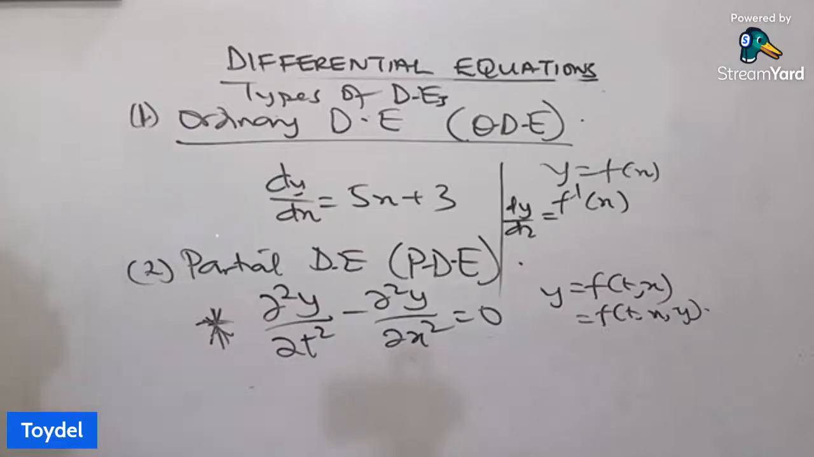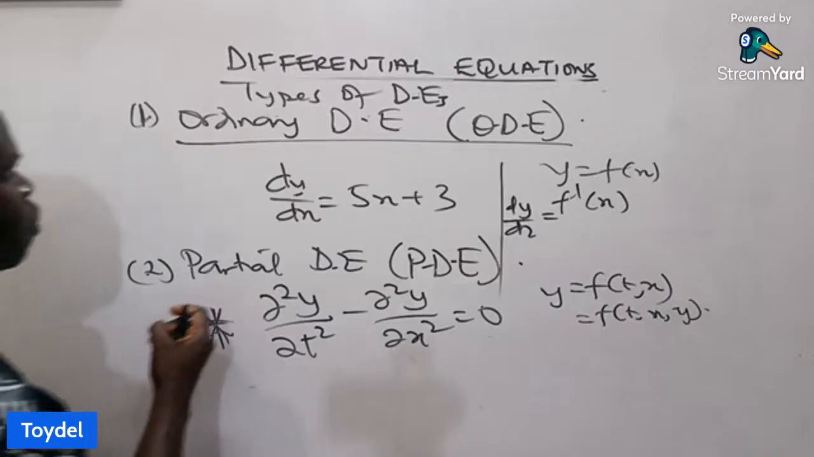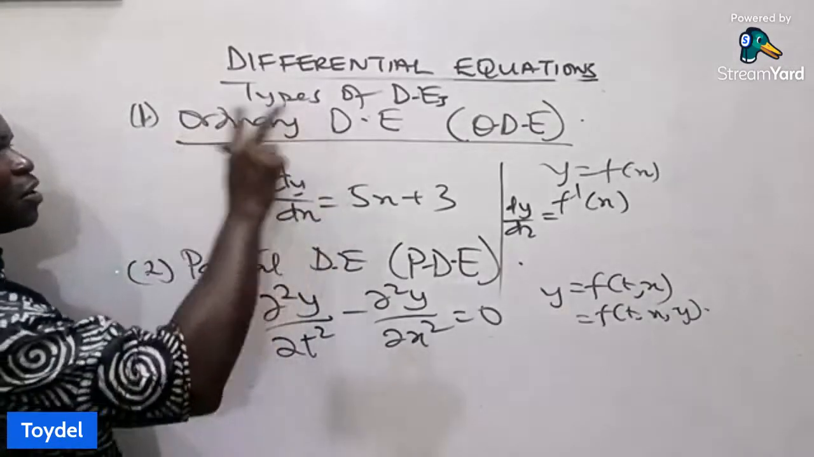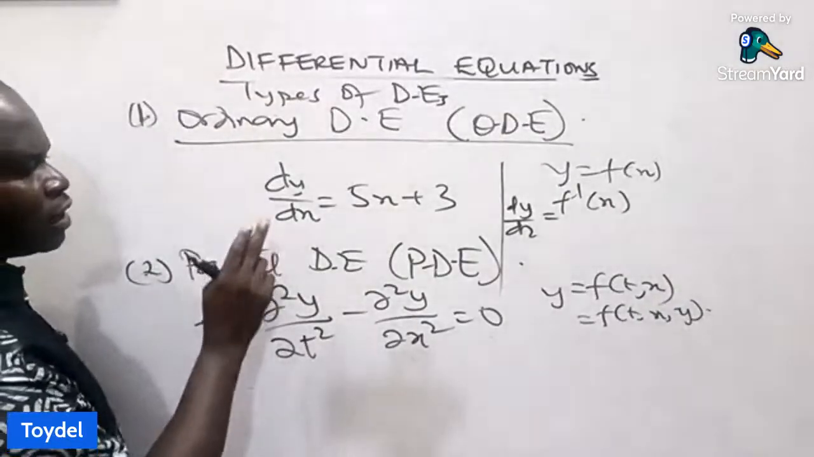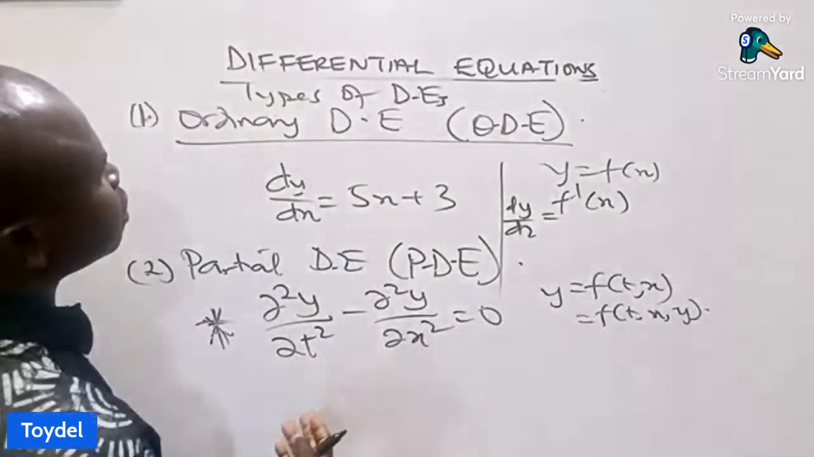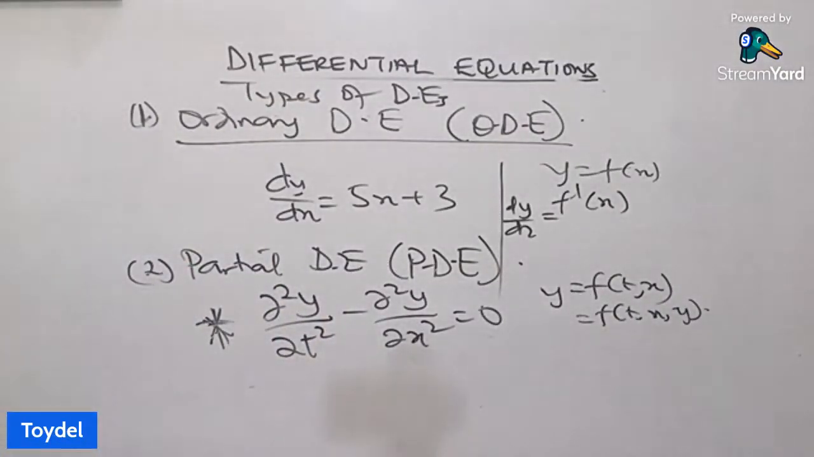So let's take notes. As I've said earlier, we have more than 2 types of differential equations. We can have delayed differential equations. We can have stochastic differential equations. But for the purpose of this class, we are going to restrict the types of differential equation to 2: ordinary differential equations and partial differential equations. That's what we'll be talking about. In our next class, we are going to talk about how to find the order and the degree of differential equations.